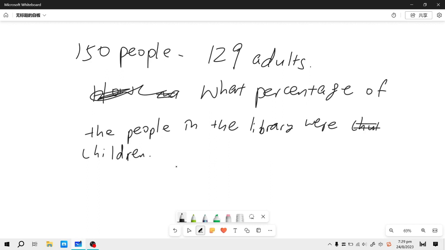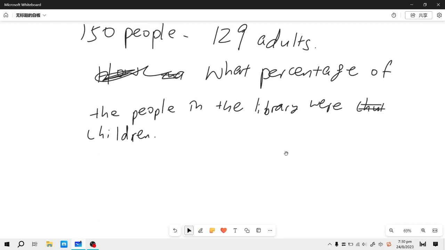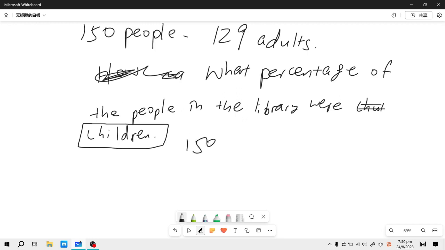Alright, so now we have this question. You can pause the video and try it out yourself. So they ask you for the percentage of the children. So now they already told you that out of the 150 people, 129 of them are adults. So how many children are there first? So how many children? 150 minus 129 equals 21.